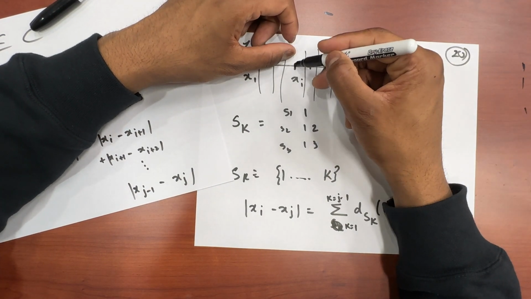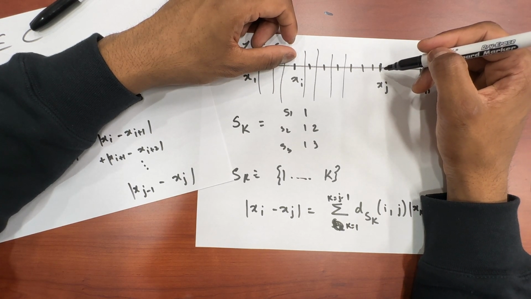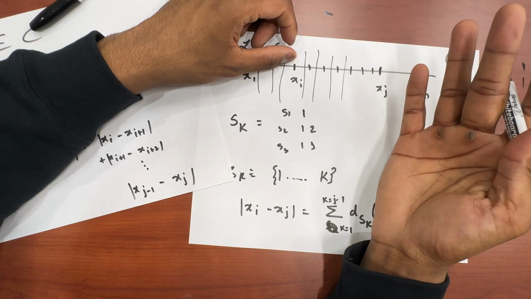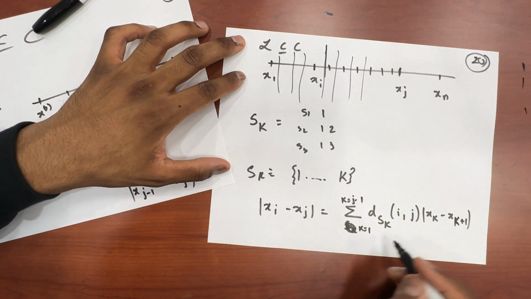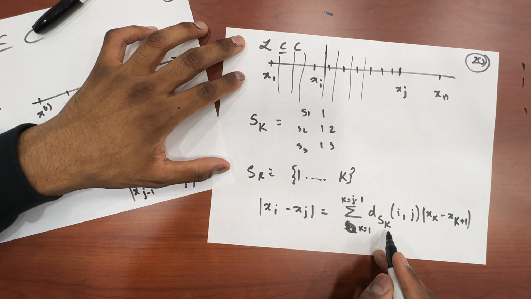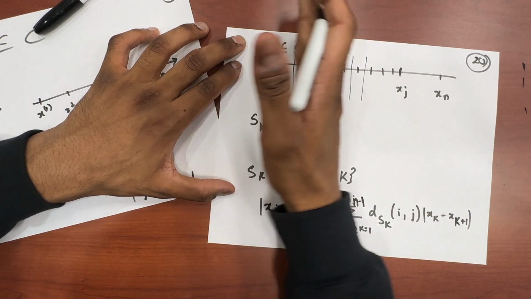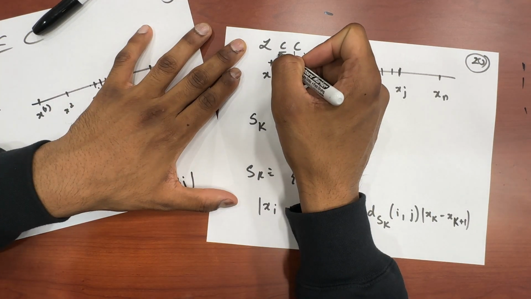xi minus xj would only be taken into account on metrics which separate these two, right? So when I'm on a metric which is this one, let's say I'm on k equals... no, this should go to n minus 1 then. Yes, it should go over all of them. Yeah, now it makes sense. I was wrong. So let's start with here.